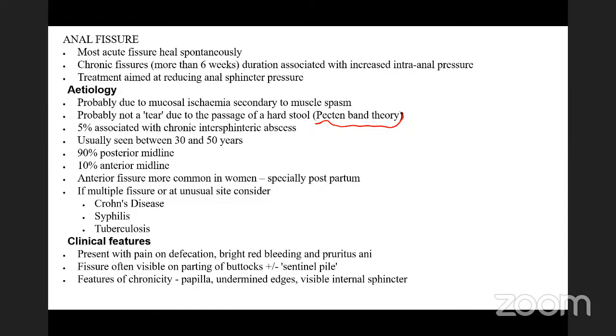Okay, clinical features: they present with pain on defecation, bright red bleeding, and pruritus ani. The fissure is often visible on parting the buttocks. They may have a sentinel pile. These sentinel piles are called anal tags, and they are usually at the 6 o'clock position. Features of chronicity include papilla on the mid edge and visible internal sphincter.